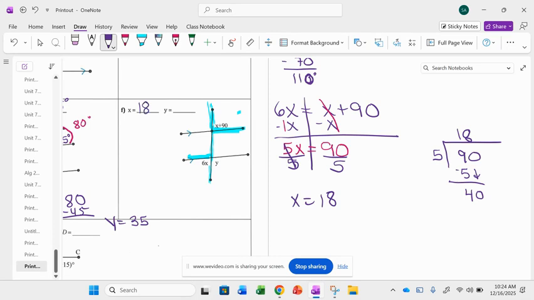I wasn't asking for 6X or X plus 90, just X. So X is 18. So now I'm going to plug in to find this angle up here. So I have 18 plus 90, which is going to give me 108. So if this angle is 108, then this angle is 108. Any ideas on how to find the Y?